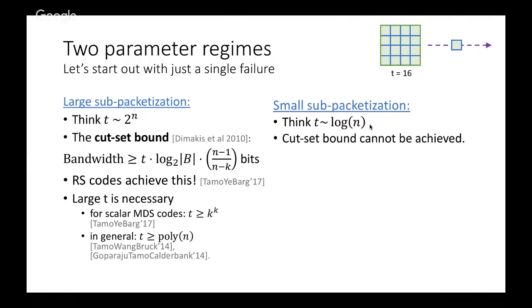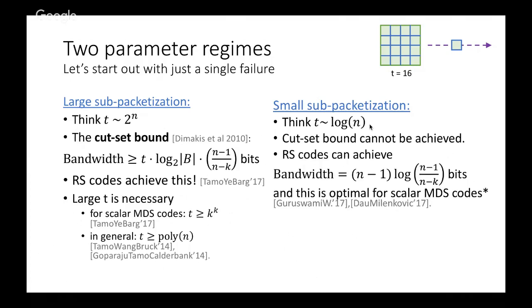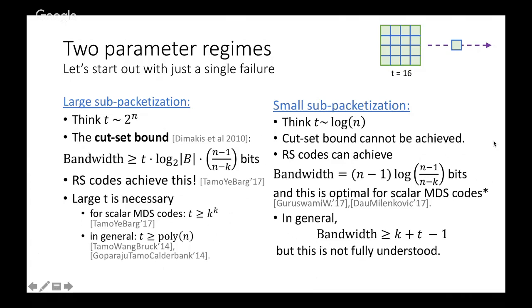So in this setting, the cut set bound just can't be achieved. It's impossible. But what we do know is that Reed-Solomon codes can achieve bandwidth something like this. I'll show a cartoon explaining why this is a reasonable number on a future slide. But basically, this is saying that you can download basically a constant number of bits from every surviving node if only one node fails. And moreover, this is optimal for scalar MDS codes with linear repair schemes. That's what the asterisk means.